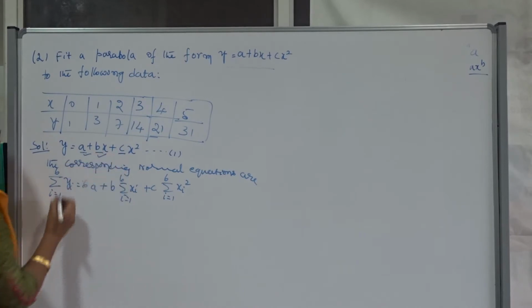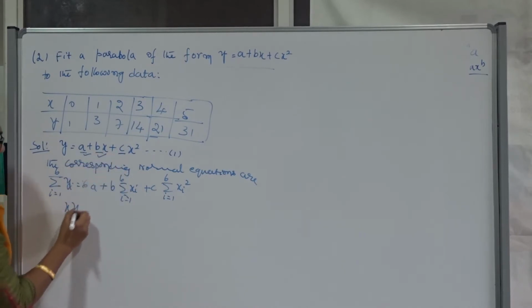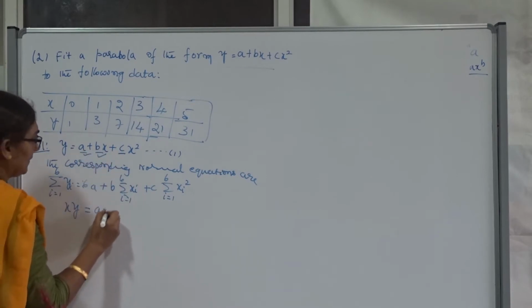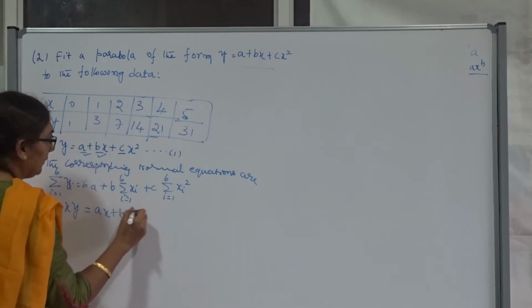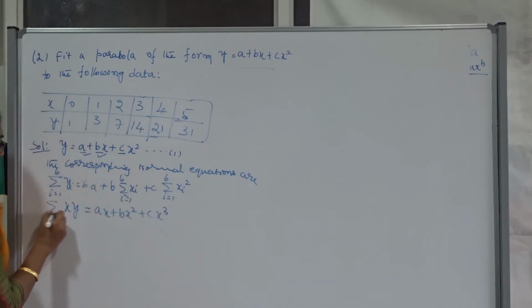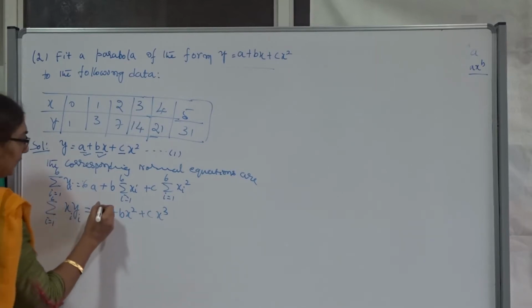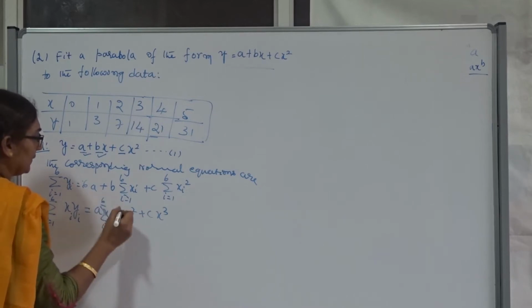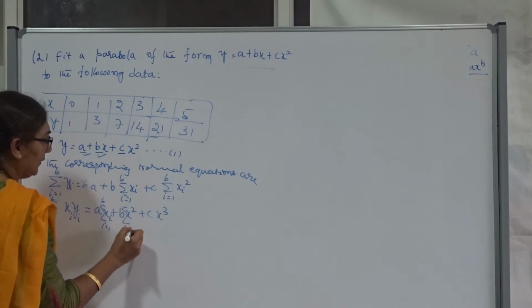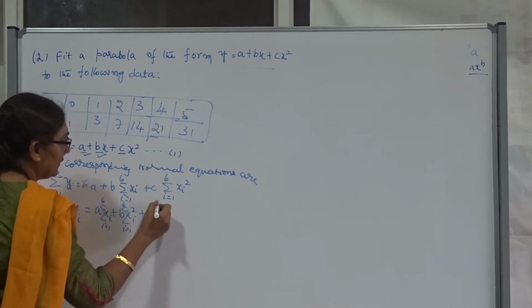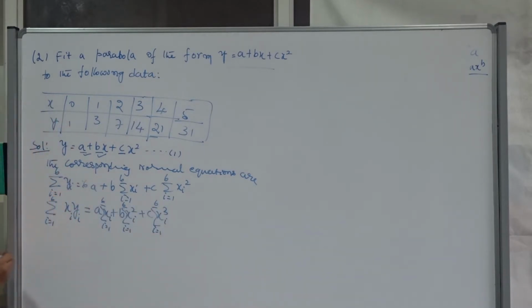Next, for the second normal equation, you multiply the equation by the coefficient of b, which is x: xy equals ax plus bx square plus cx cube. Take the summation on both sides for i ranging from 1 to 6, with xi in each term. This is the second normal equation.